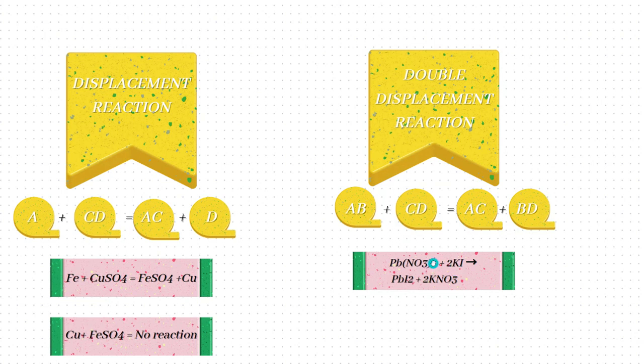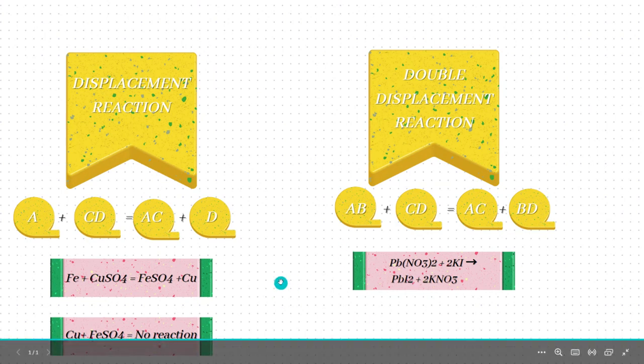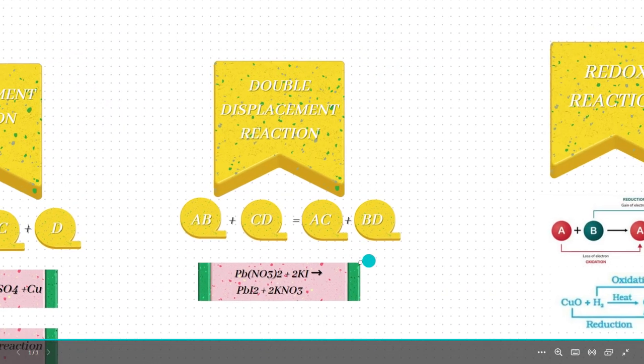So double displacement reaction, make sure that you are learning this example. So double displacement is exchange of anions and displacement reaction is transfer of anions. This is also based on the reactivity series.